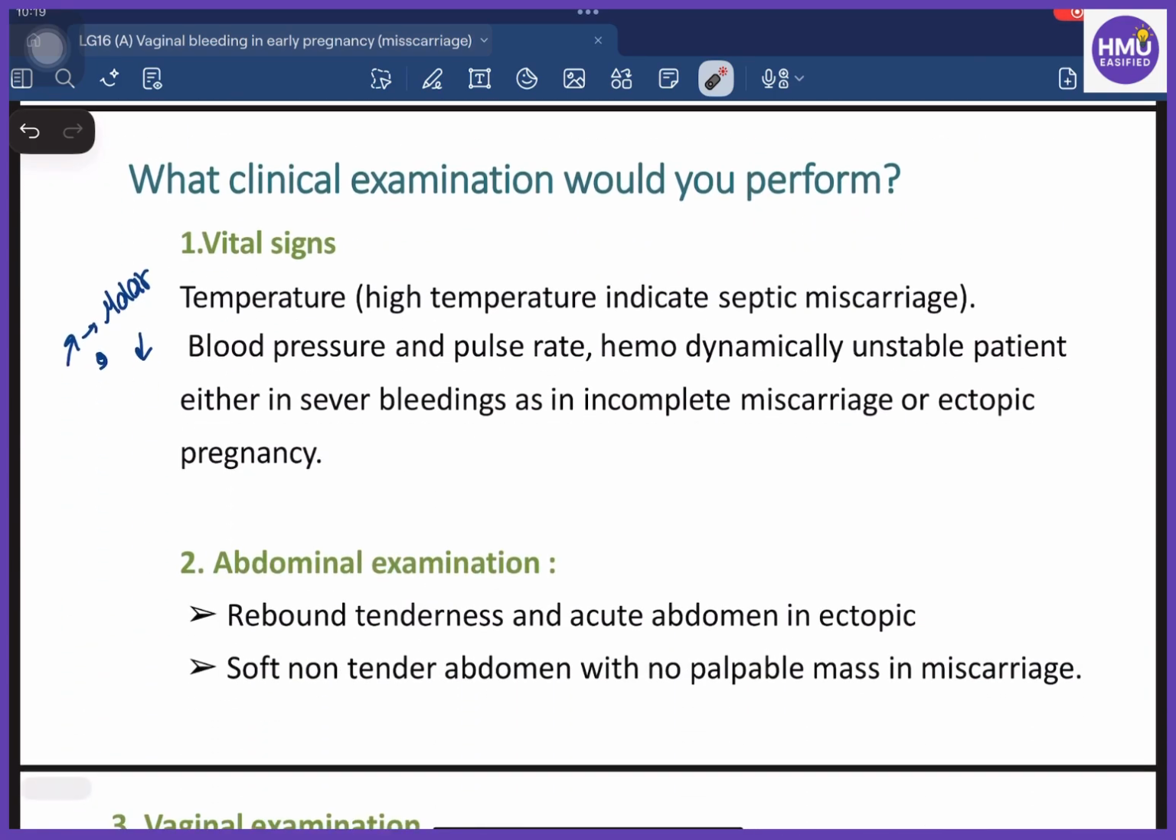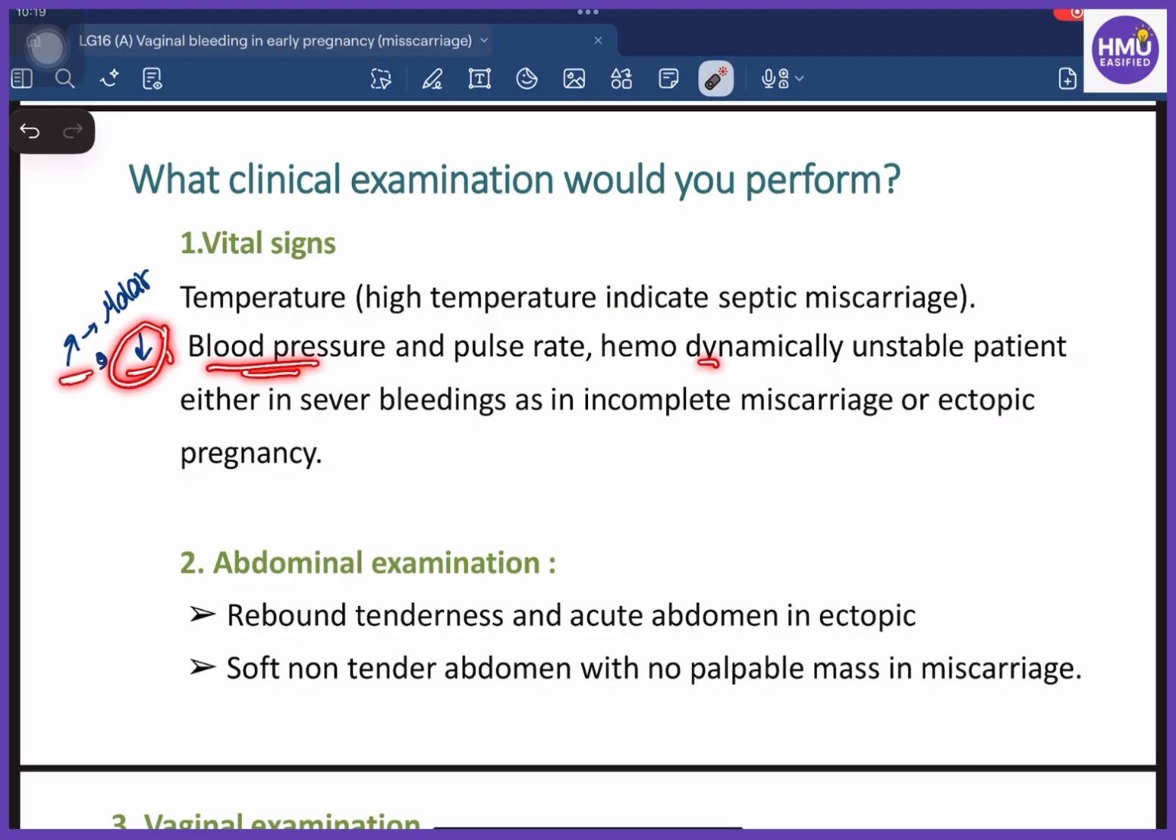So, clinical examination: first of all, vital signs to assess the mother. Temperature: a high temperature indicates septic miscarriage. Blood pressure, either it's elevated or depressed.